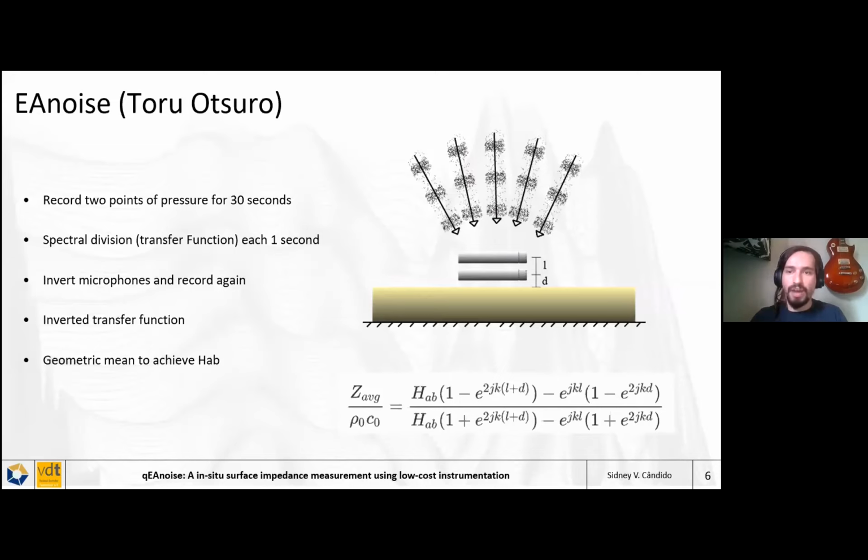And on this technique, you have to invert the microphones and measure again, because the microphones are inherently different and cause phase differences that will provide uncertainties on the measure. When you invert them, you remove these differences and you calculate the geometric mean of these transfer functions to input this transfer function on this equation.